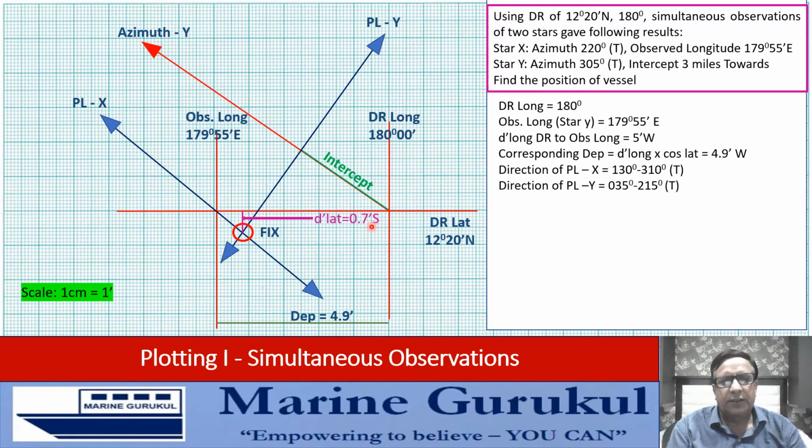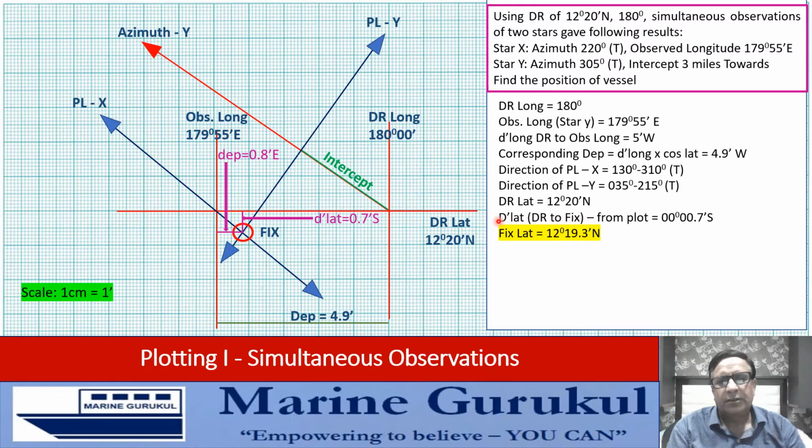We read off the d lat for the fix from the DR lat, which is 0.7 minutes south, and likewise we also read off departure, which is 0.8 minutes east of the observed long. Using this d lat and departure, we come on this side. We have the DR lat. We know the d lat of the fix from the DR lat, and we get the latitude of the fix as 12 degrees 19.3 minutes north.